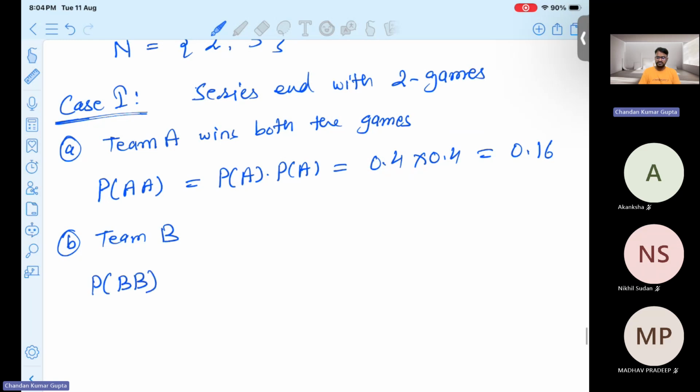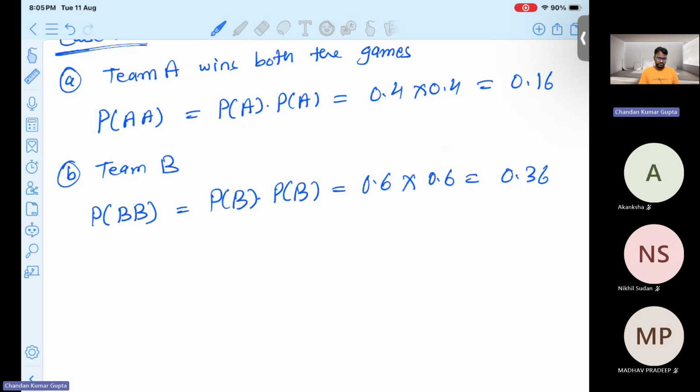Now in the second scenario, if team B wins both the games, the probability will be 0.6 multiplied by 0.6, that is 0.36. So that means 36% chances that team B will win the series when the series ends in 2 games. Up to this point, it is okay.